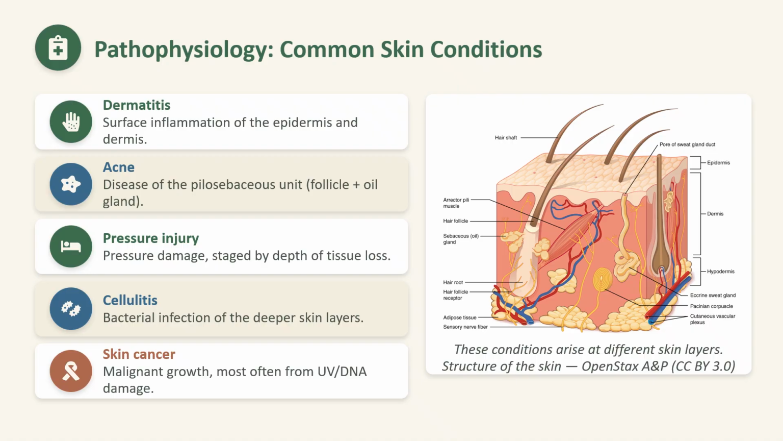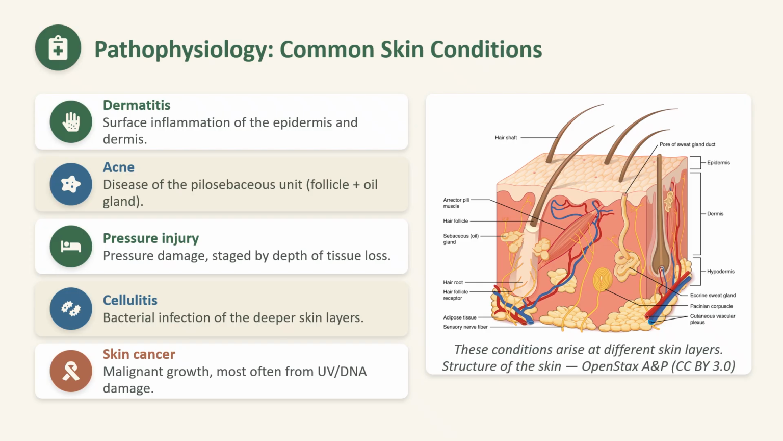Before we take the conditions one at a time, here's the roadmap. And notice how each one maps back to the anatomy on the right. Dermatitis is surface inflammation. It lives mostly in the epidermis and upper dermis. Acne is a disease of the pilosebaceous unit, the hair follicle and its attached oil gland, which sits down in the dermis. Pressure injuries are defined by depth. They start at the surface and, in the worst cases, extend all the way through the dermis and subcutaneous fat down to muscle and bone.